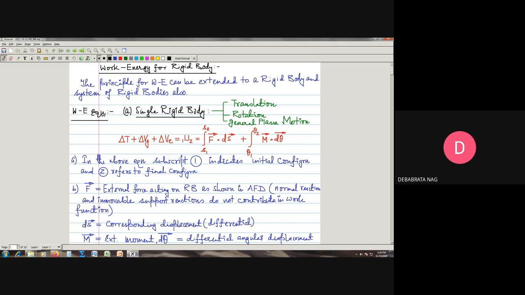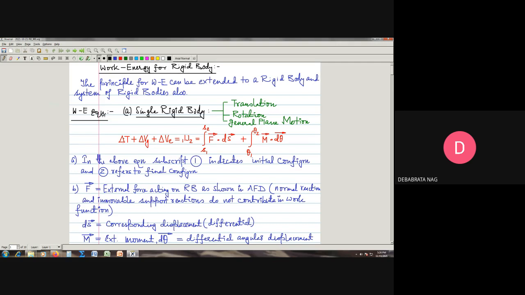So if we recall our basic integrated work energy equation which we had derived in connection with a system of mass particles, we are going to write that same equation in connection with a single rigid body. This time we have to remember that a rigid body can be subjected to not only external forces, it can be subjected to external moments as well. So keeping this in mind, our basic integrated work energy equation can be expressed in this form.